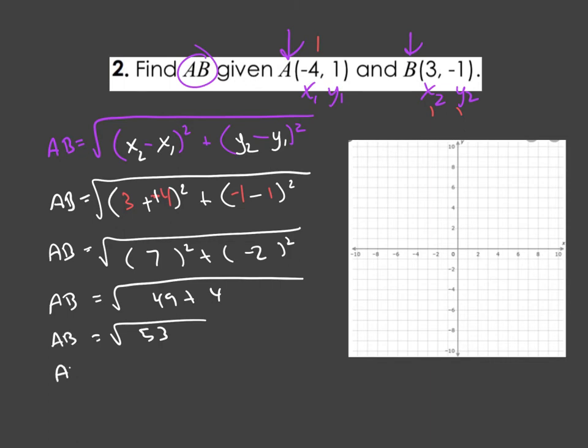So my last line is not going to be an equal sign because I'm rounding, so I'm going to put about. And the square root of 53 is about, according to my calculator, 7.3.